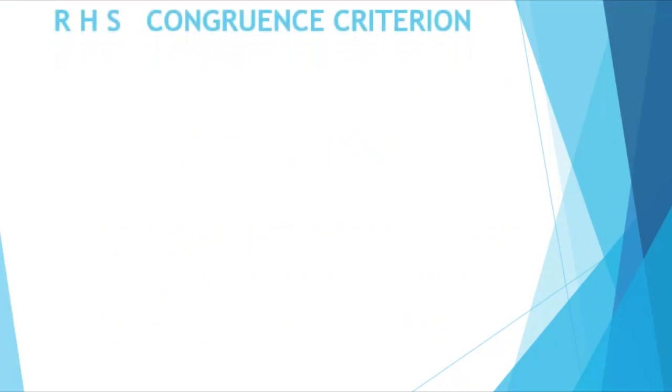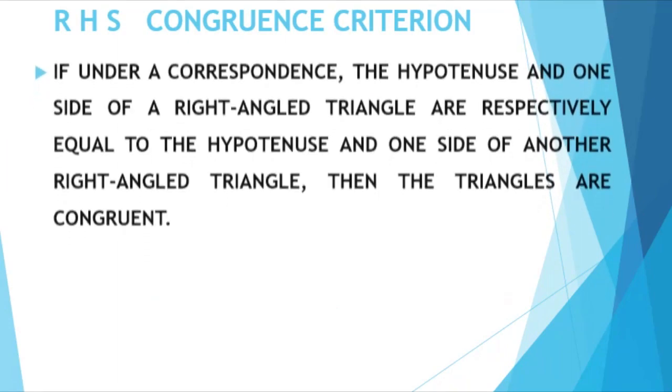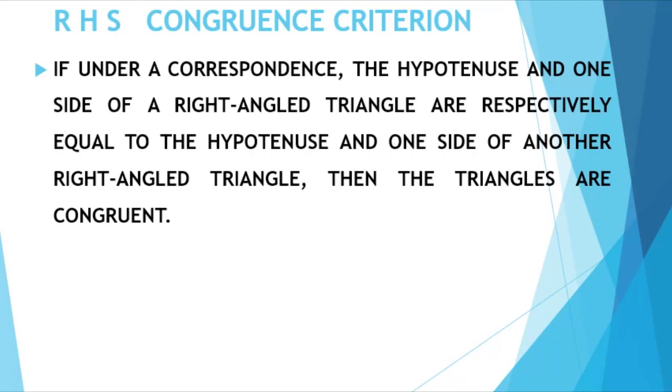First, we can see what is meant by RHS congruence criterion. If under a correspondence, the hypotenuse and one side of a right-angled triangle are respectively equal to the hypotenuse and one side of another right-angled triangle, then the two triangles are said to be congruent. See here, this is RHS criterion.